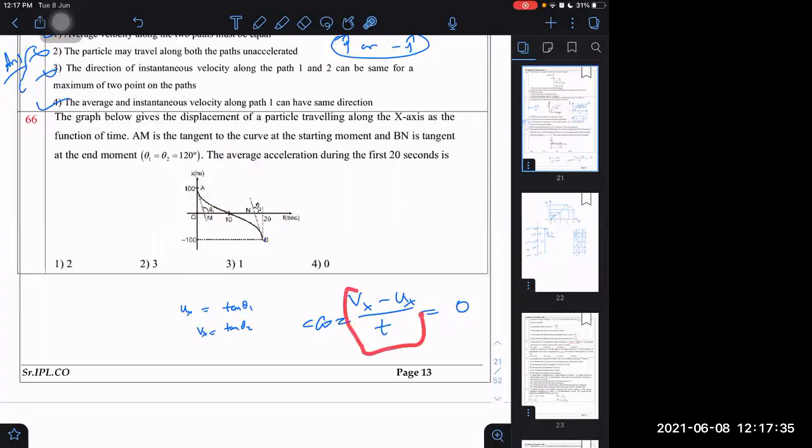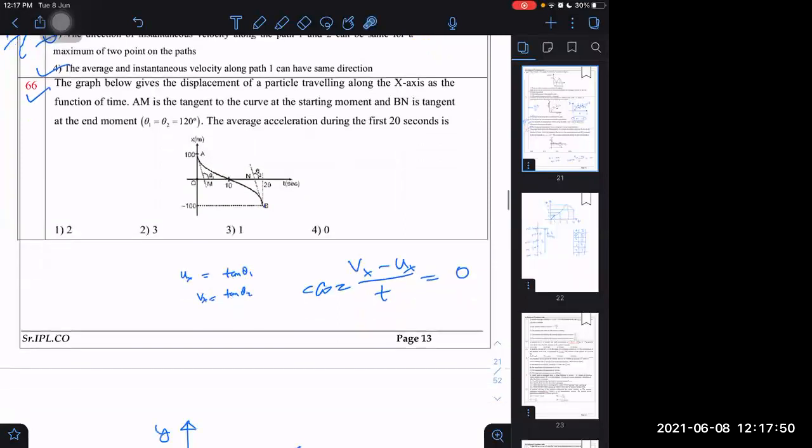Understand the average acceleration formula first. It is V final minus U initial, that is final velocity minus initial velocity, divided by time. We can determine those final and initial velocities, and that is enough for us. We can get the acceleration to be, on an average, 0. It does not mean it has 0 acceleration throughout. No, it has accelerations, positive as well as negative, but on an average it is 0.